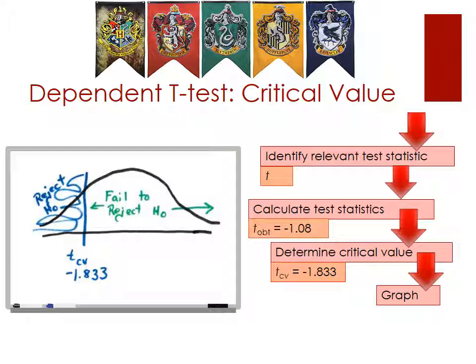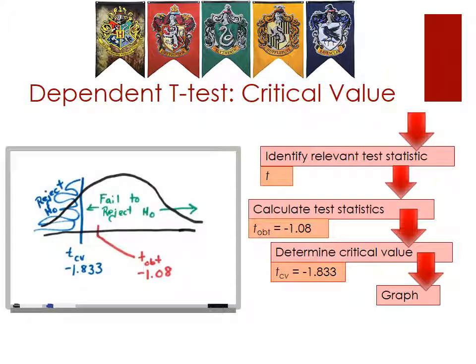So now I've got to mark my t obtained. So I've got negative 1.08 for my t obtained. Where is that going to go in this figure? It's going to go here. So here is my t obtained, negative 1.08. I now have it all graphed out.